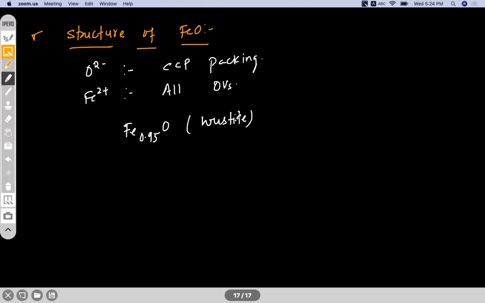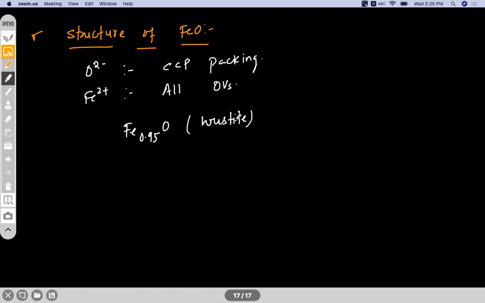But in this way, what happens? 3 iron atoms are replaced by 2 iron atoms, right? That's why the crystal becomes an iron deficient crystal. Okay? If you see the number of atoms, then the crystal becomes an iron deficient crystal. Okay?